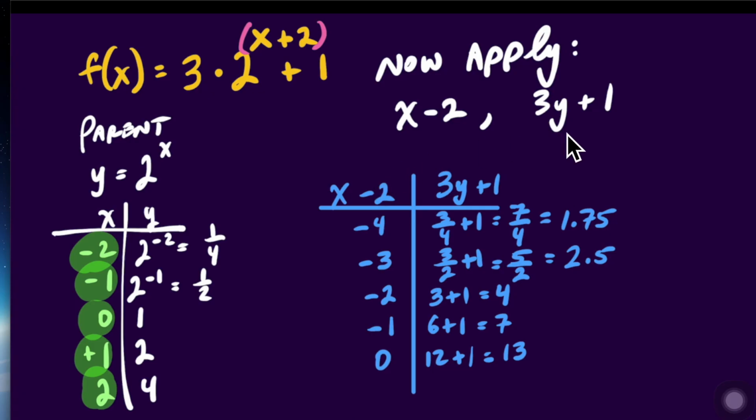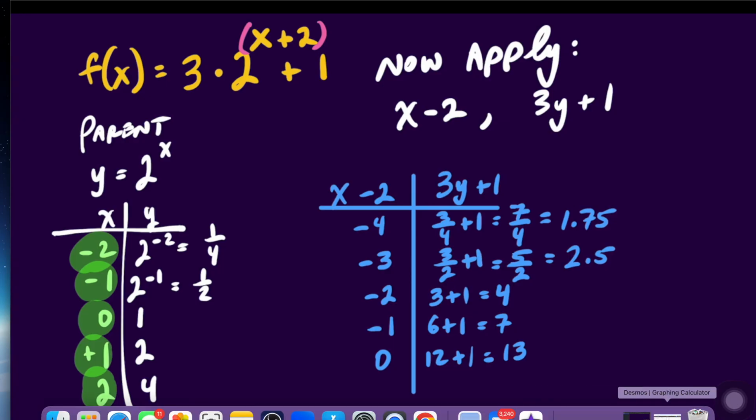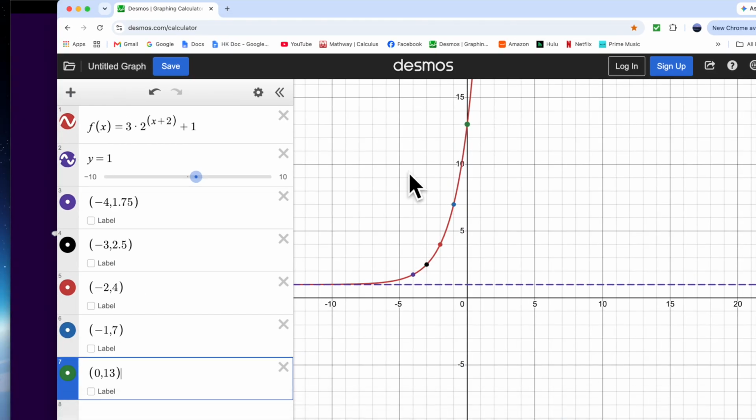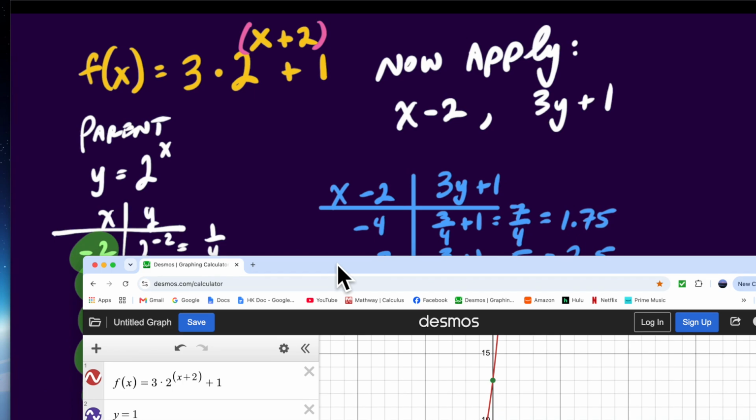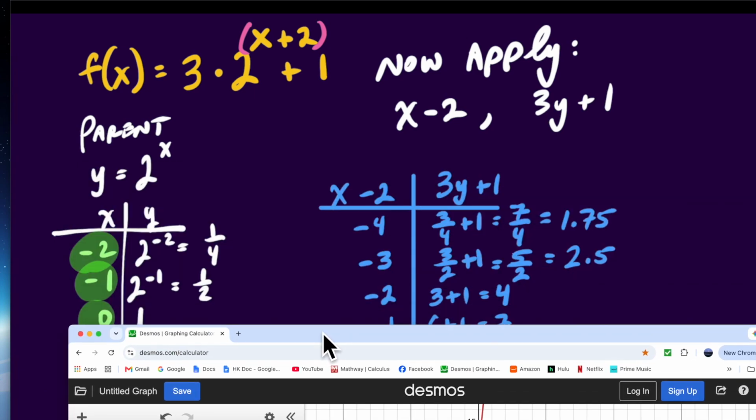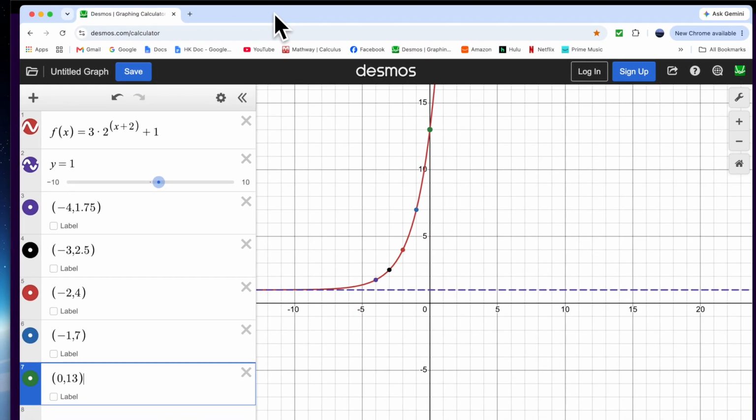Folks, I then took these points, negative 4, 1.75, negative 3, 2.5, negative 2, 4. I went ahead and graphed these on Desmos, and you could see here are all our points, negative 4, 1.75, negative 3, 2.5, and so on. This red line here is the Desmos graph, and you could see all of our points are on the graph.